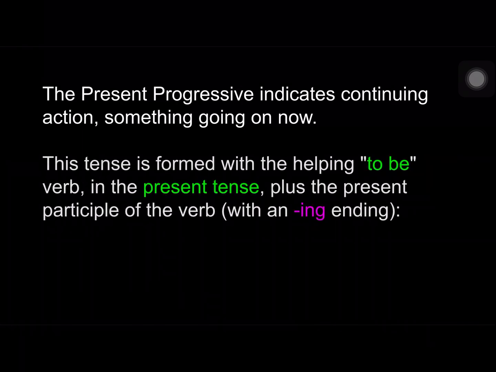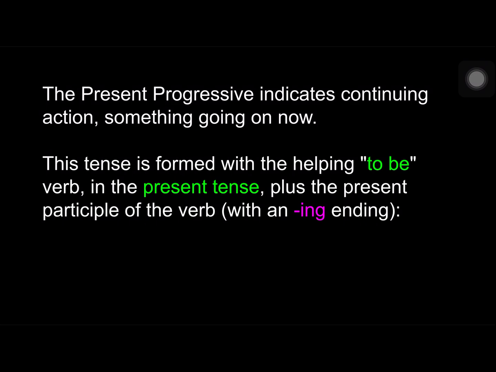Today we are going to talk about the present progressive tense. In English and in Spanish, the present progressive tense indicates continuing action, something going on right now. This tense is formed with the helping verb to be in the present tense, plus the present participle of the verb, like the -ing ending. This is what it looks like in English.